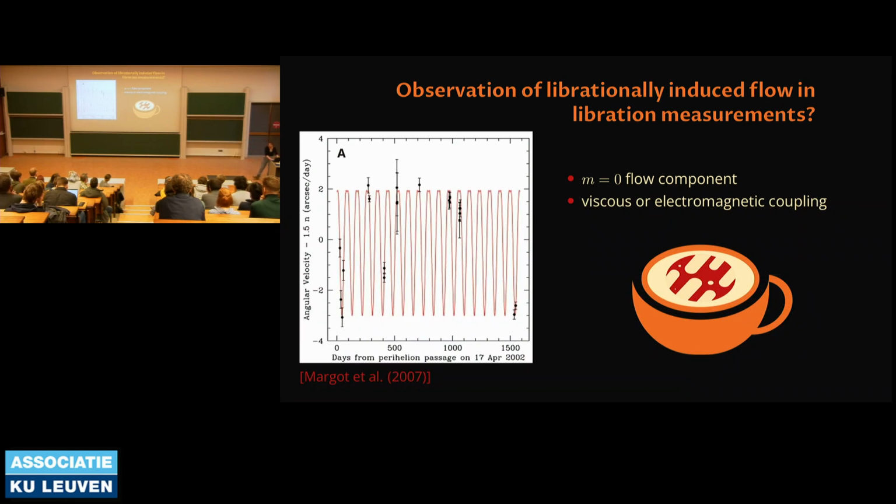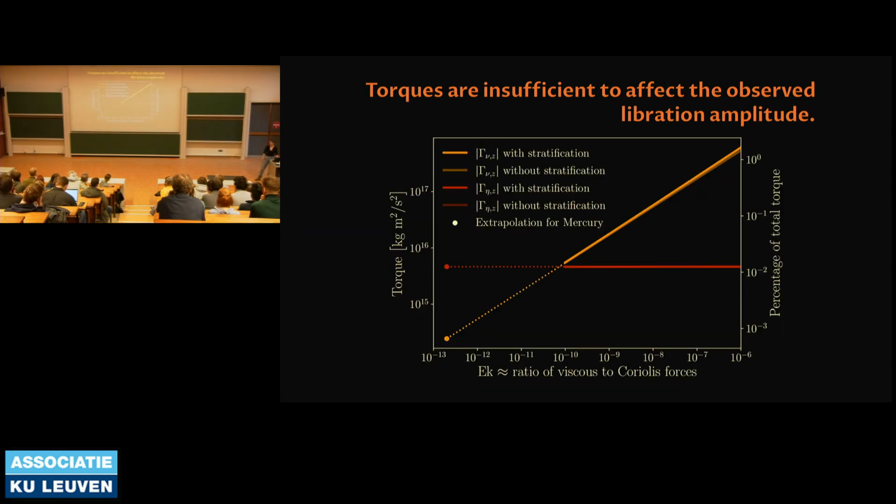So, can we change the libration amplitude by this flow? And it's a very simple answer: no. In this figure, I plotted both of the torques. In yellow, it's the viscous torque, and in red, it's the electromagnetic torque. And the solid lines are computations I did. And on the x-axis, I have this Ekman number, which I told you about, so the ratio of viscous to Coriolis forces.